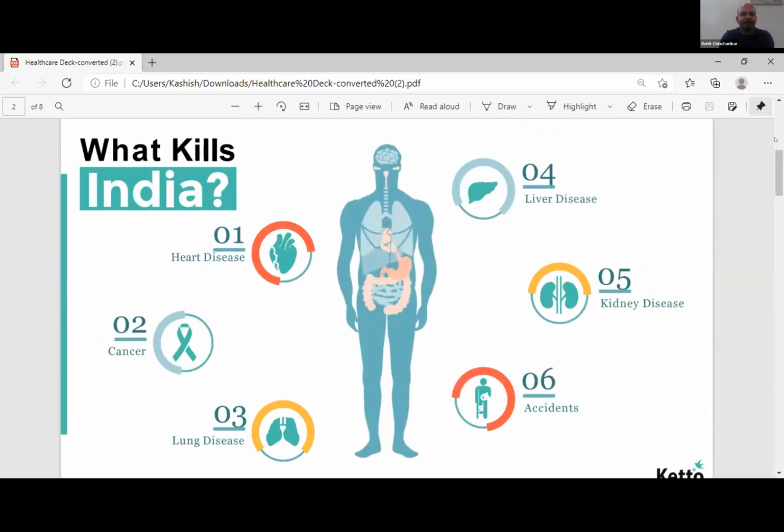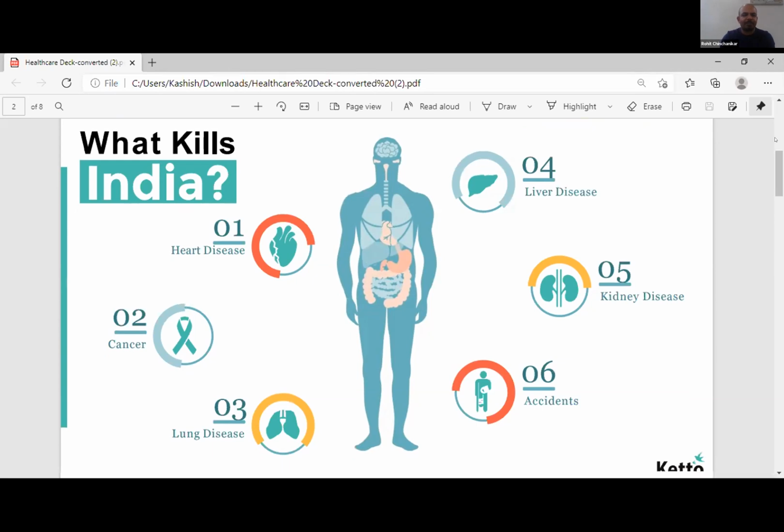Now, what kills India, correct? We have a lot of diseases here in India, and lakhs and lakhs of people unfortunately end up losing their dear lives. Can we go to the next slide, please?